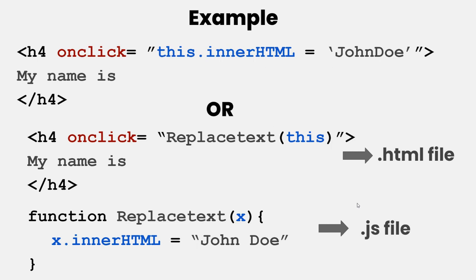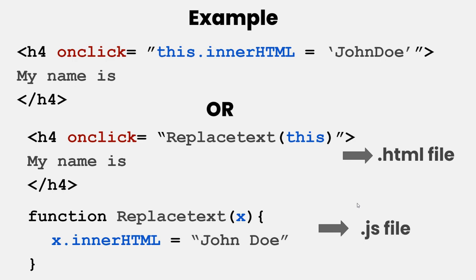So that's that with event handlers, and here is a quick example of how you can use an event handler. On the screen here we have two sets of examples, and you can see that the very first one has a smaller syntax compared to the next one. In the very first one, we made use of the onclick event handler, and this onclick event handler is within the heading 4 element.